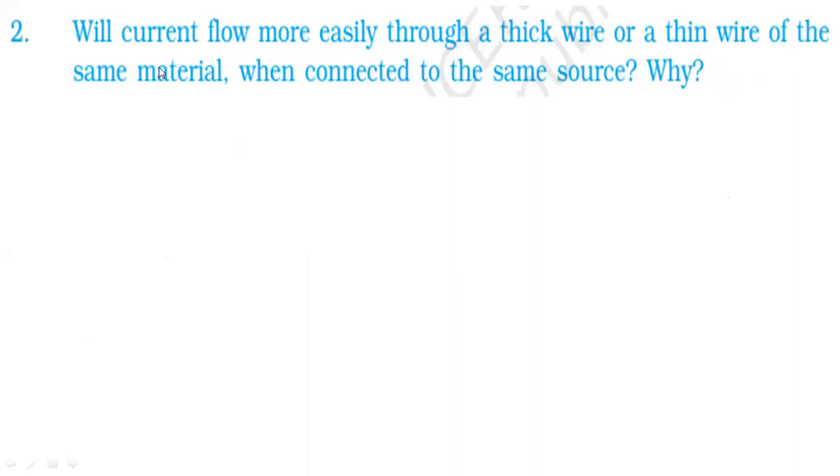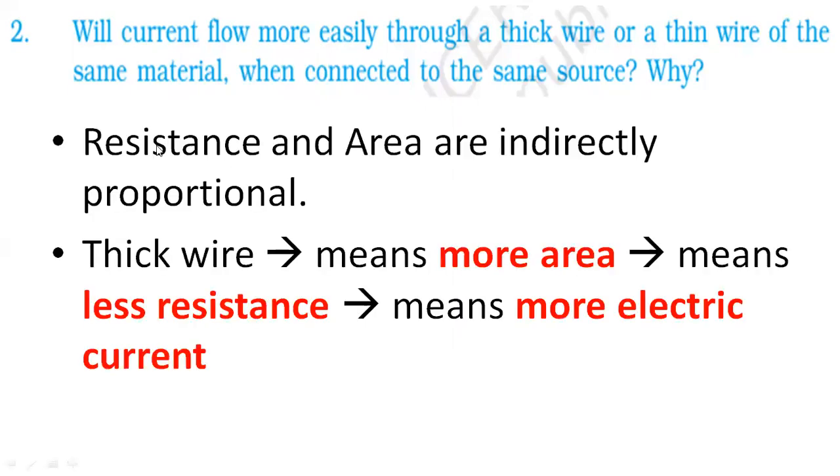They are asking, will current flow easily through a thick wire or a thin wire of the same material when connected with the same source? Our time is almost up, but I think we can complete this, no issue. What do you think? Resistance and area are inversely proportional, right? Area and resistance are inversely proportional. So can I just say that a thick wire will always have more area?